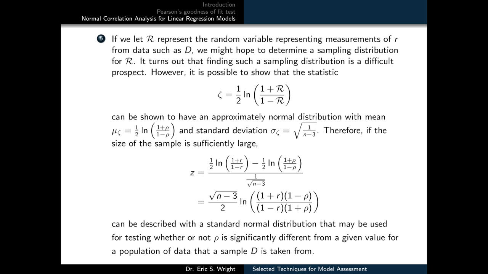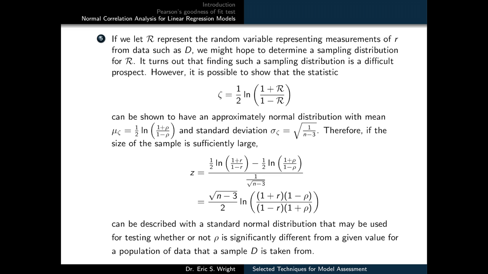If we let script r represent the random variable representing measurements of lowercase r, the sample correlation coefficient, from data such as D, we might hope to determine a sampling distribution for script r. It turns out that finding such a sampling distribution is a very difficult prospect. However, it is possible to show that the statistic zeta equals 1/2 times the log of 1 plus script r divided by 1 minus script r can be shown to have an approximately normal distribution with mean mu sub zeta equals 1/2 the log of 1 plus rho divided by 1 minus rho, and a standard deviation of sigma sub zeta of square root of 1 over n minus 3.